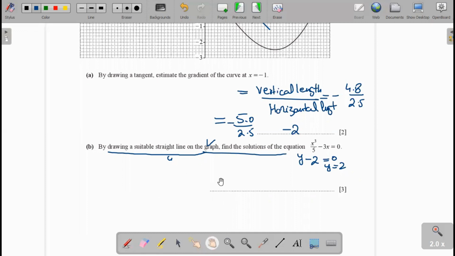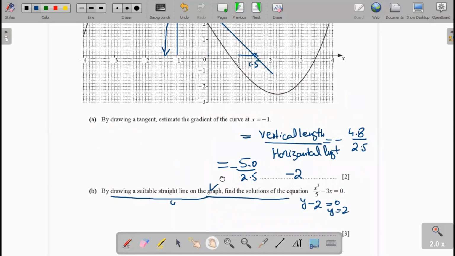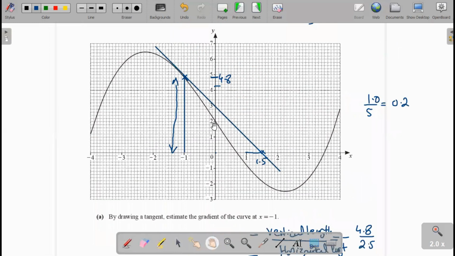Now we see that y equal to 2. Here we draw a line y equal to 2. This is the point 2. Now we draw the line. These are the intersecting points, where y equal to 2 intersects the graph. These intersecting points are the answer. We see that it intersects at this position.